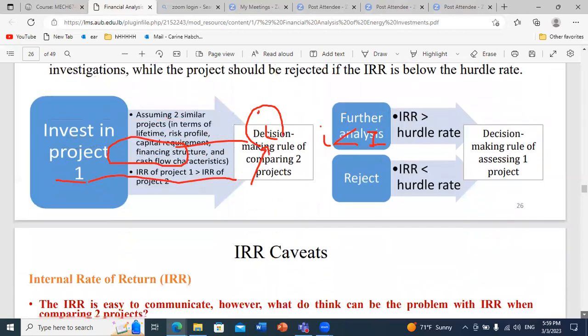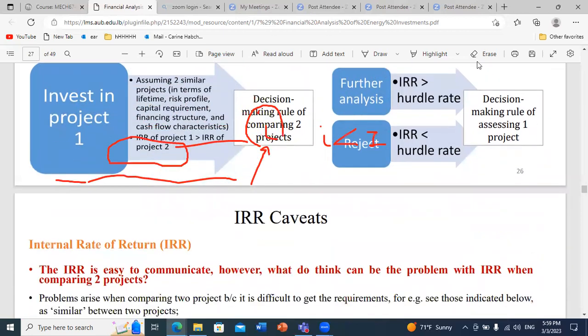Here is the graph showing the analysis. You want to invest in a certain project. Assume two similar projects in terms of lifetime, risk profile, capital requirement, financing structure, and cash flow characteristics. If they are similar in all of these aspects, but the IRR of project one is larger than the IRR of project two, which project will be better?